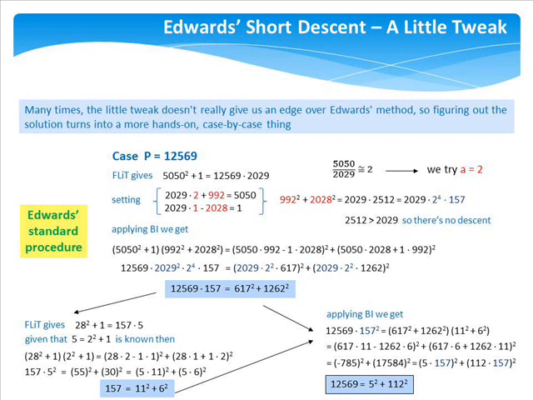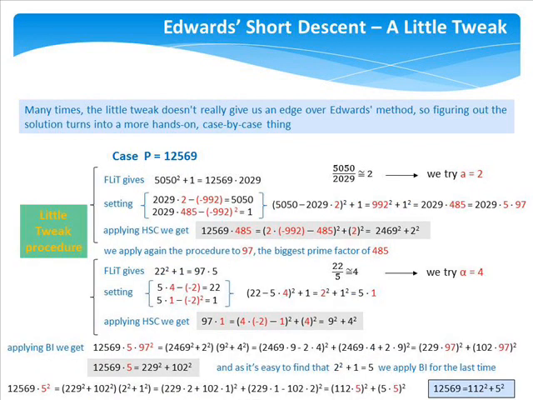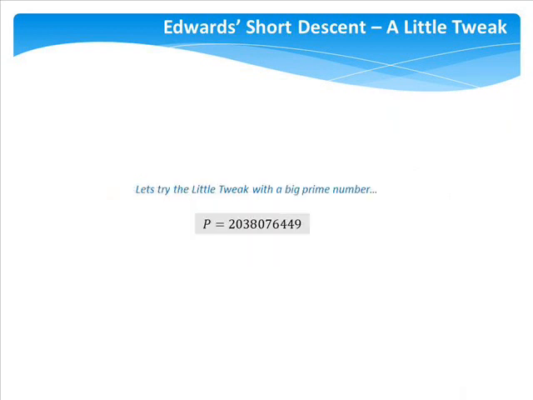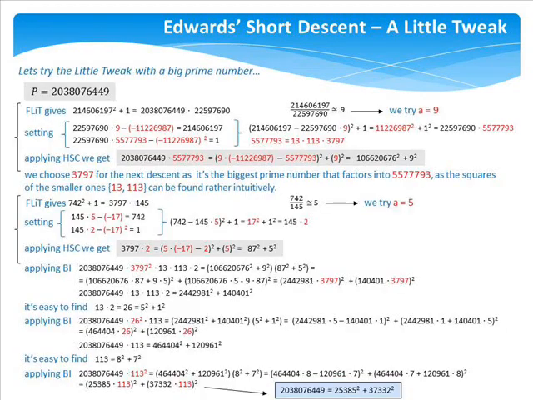See here the case of prime 12,569, derived first with Edwards' method and then with the little tweak. The efficiency of the methods depends mostly on the prime factors involved in each step. Before going to the conclusions, let's check how the little tweak works with a big prime number, a 10-digit number. Pause and check for yourself.